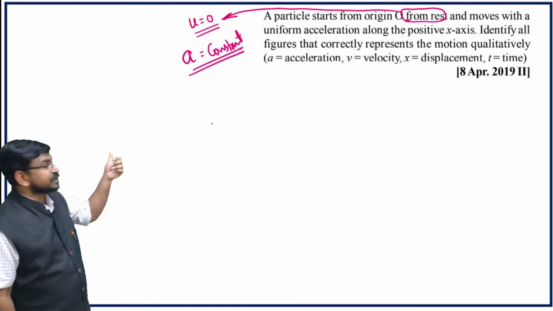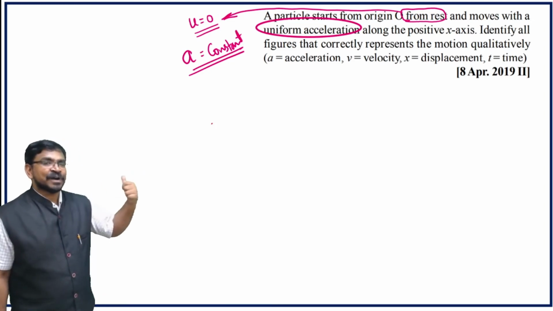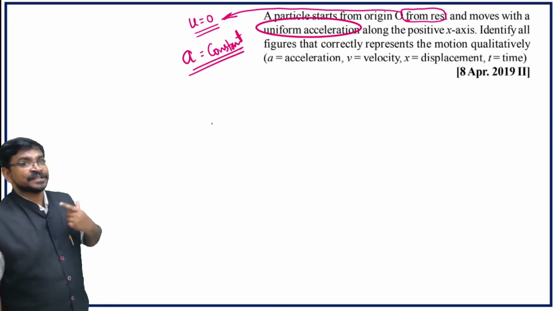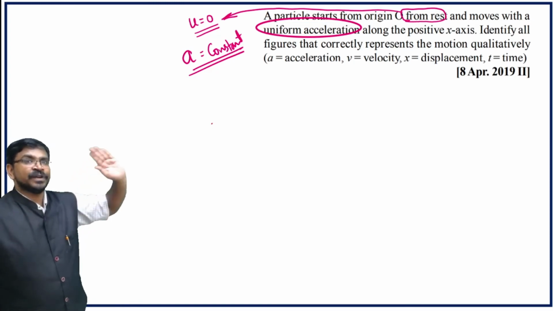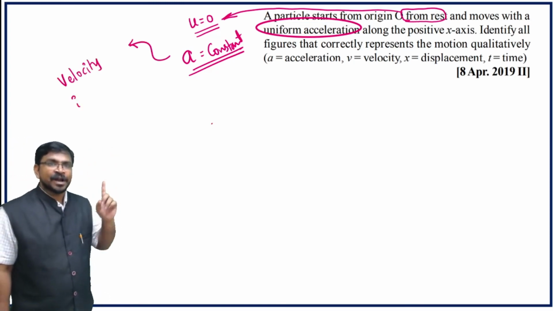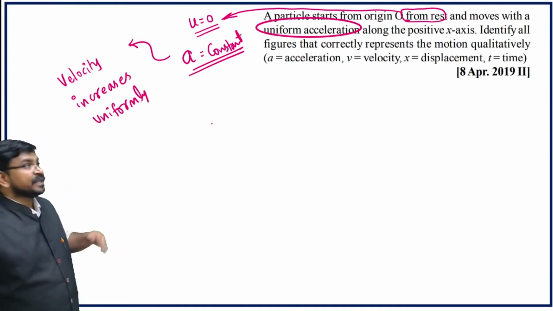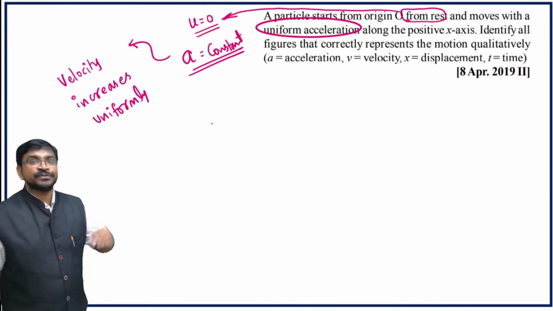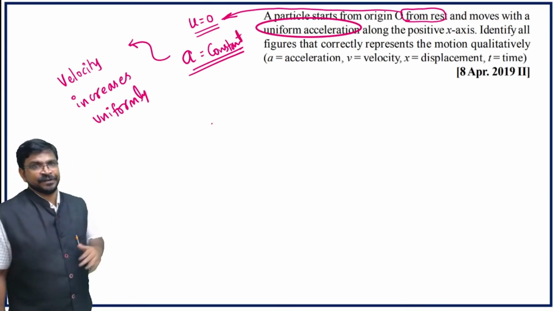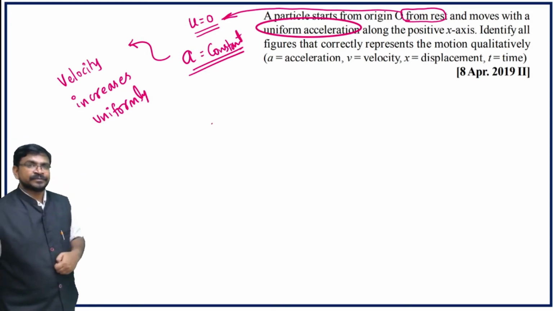Uniform acceleration means a is equal to constant. What is a? Acceleration. What is acceleration actually? Slope of the velocity. So the slope of the velocity must be constant. Slope of the velocity constant means it must be increasing uniformly. The rate of change of velocity must be constant. That is what we call increasing uniformly.